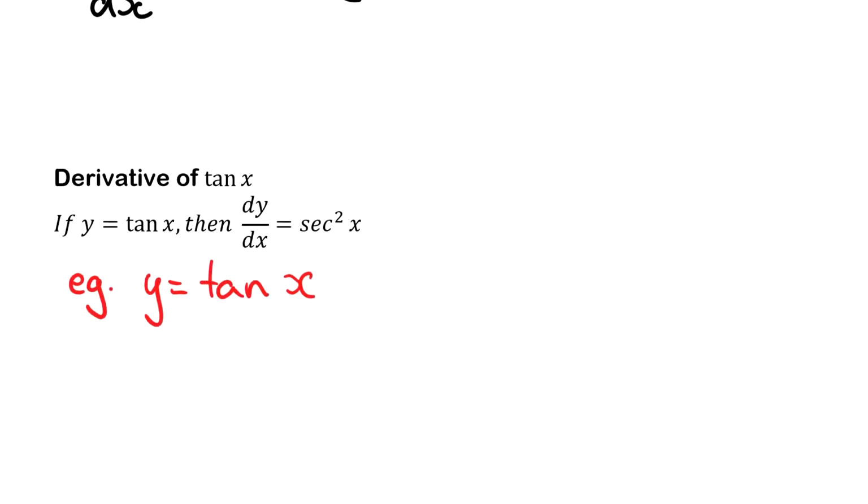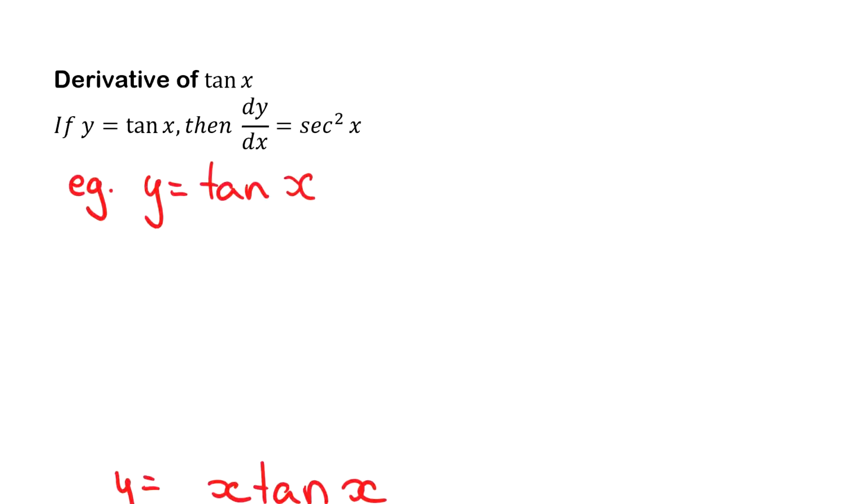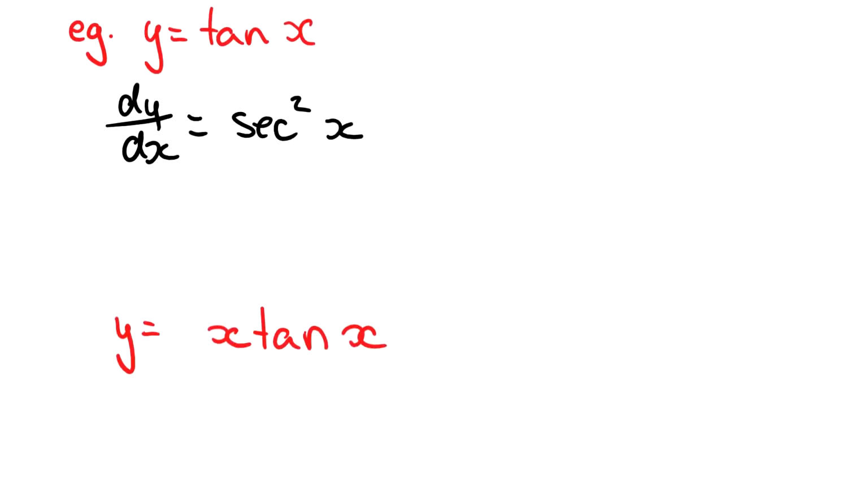Go down, derivative of tan x. If you have y equals tan x, then dy over dx equals sec squared x. So again, dy dx equals sec squared x.